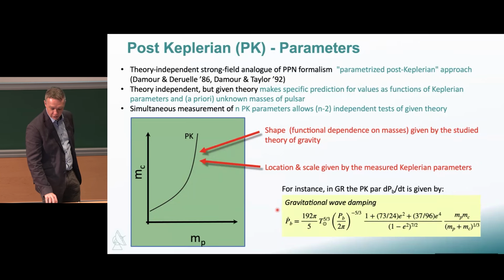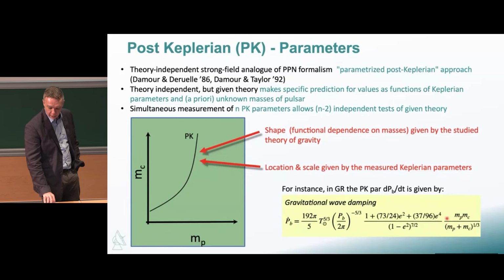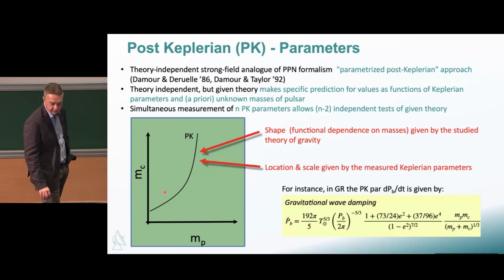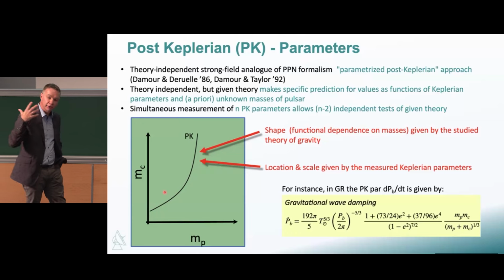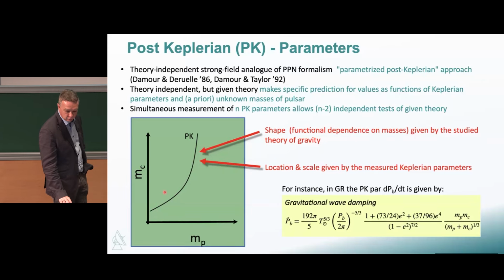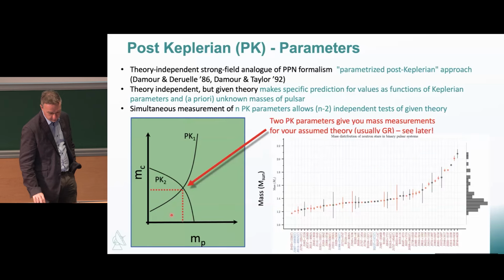So if you have measured the PB dot, you see that the orbit is shrinking. You have measured PB, you have measured the eccentricity. What you don't know are the two masses, and therefore you have this line in what we call a mass-mass diagram. The shape of this line is given by your theory of gravity, and the location, the scale, is given by your measured Keplerian parameters.